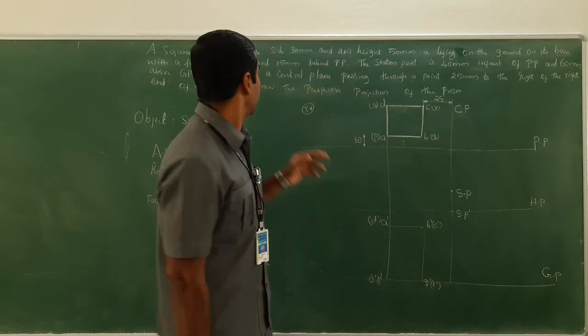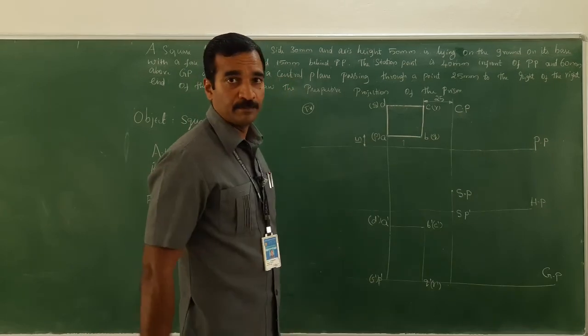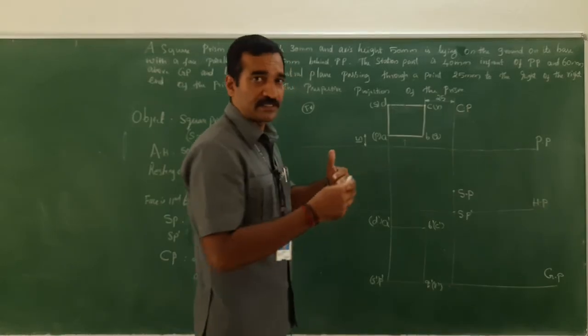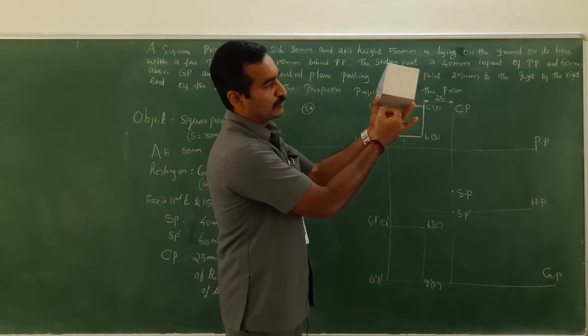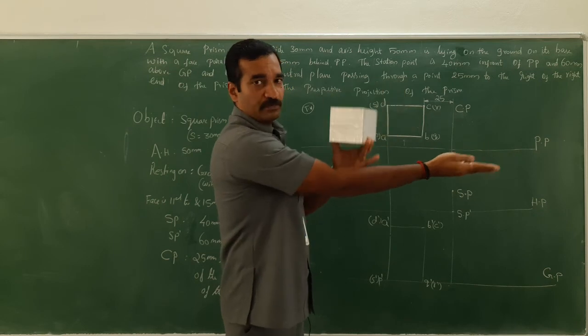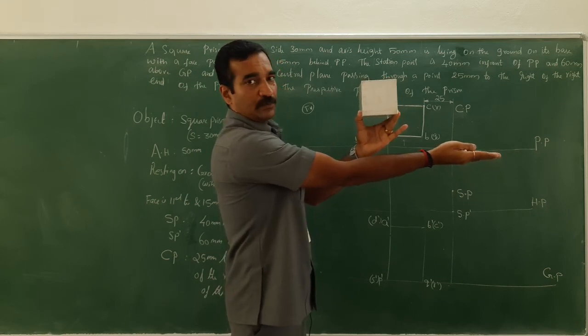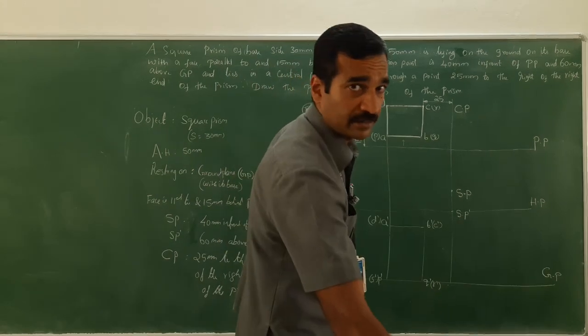So, what does the condition say? One of the faces is parallel to the PP. So, it's a prism, right? When you just keep it here in this position, now this face is parallel to PP. This is the PP. Assume my right hand is a PP. Now, this is the position. Now, this face is parallel to PP. Clear? Right.